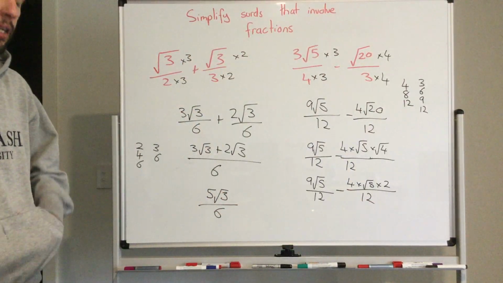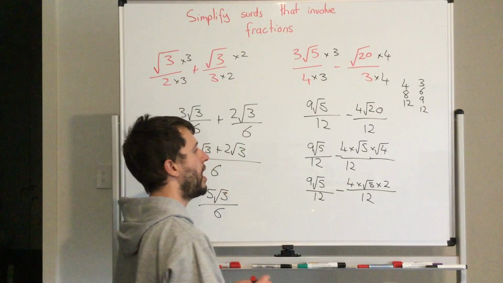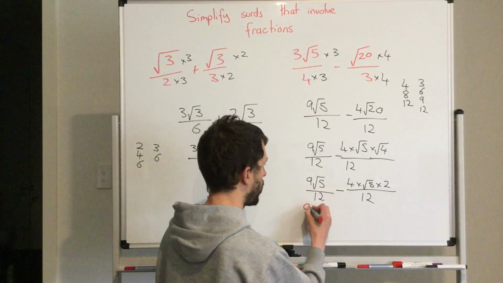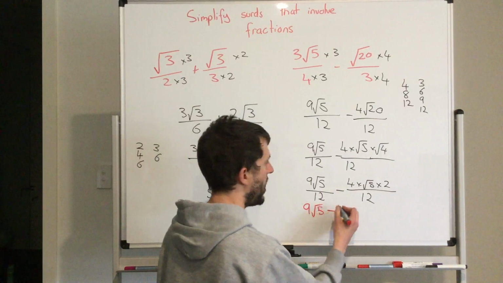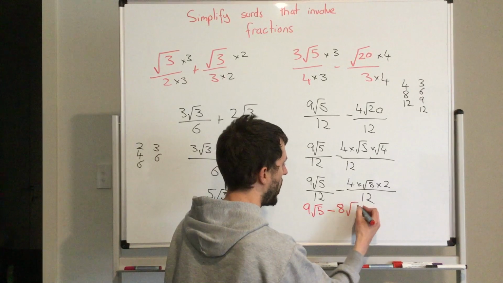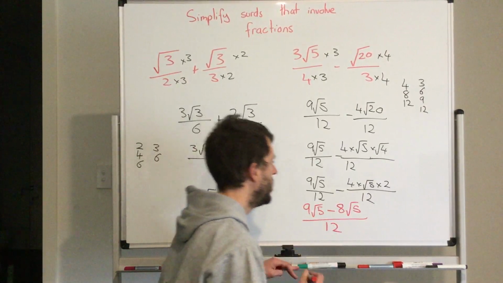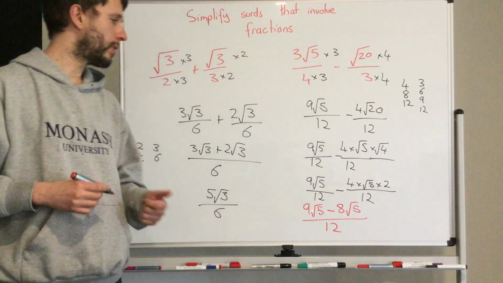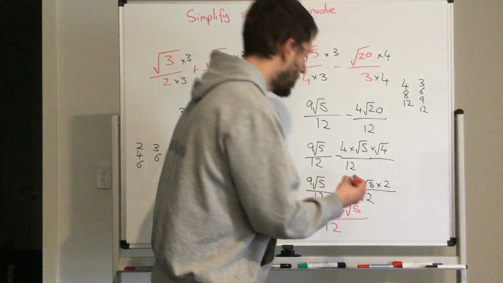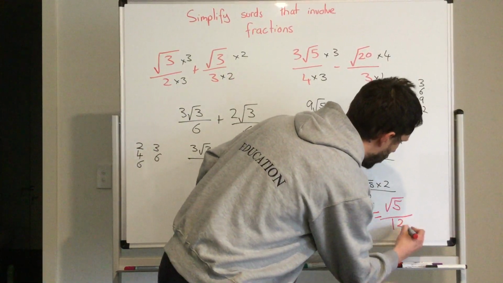I'm going to change pens so you can see what I'm doing down the bottom. Now that I've done that, I can simplify that and go, I've got 9 square roots of 5. And I'm taking away 2 times 4 equals 8. 8 square roots of 5 over 12. So if I've got 9 lots of square root of 5 and I'm taking 8 lots away, I've got 1 left. So that will turn into the square root of 5 over 12.